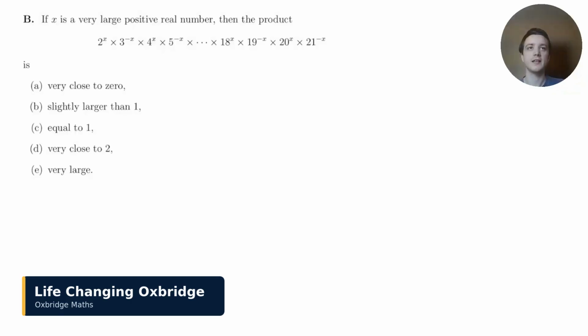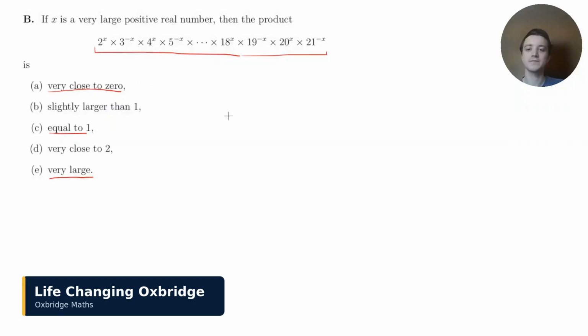Today we are going to be looking at an MAT question asking about the behavior of this long, rather ugly looking expression as x gets very large. Now it's quite difficult to know how to approach this problem, but we can look at the possible options for inspiration, and in particular, these three, very close to zero, equal to one, and very large are quite important.